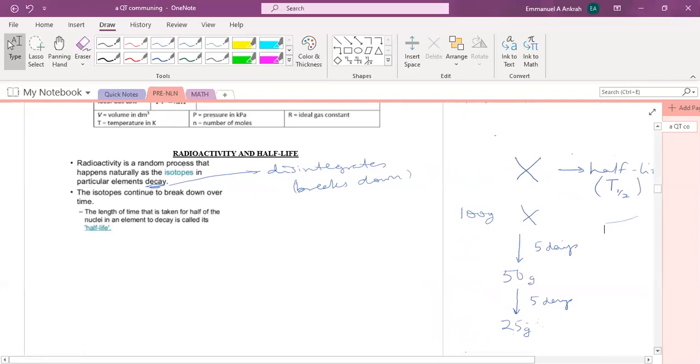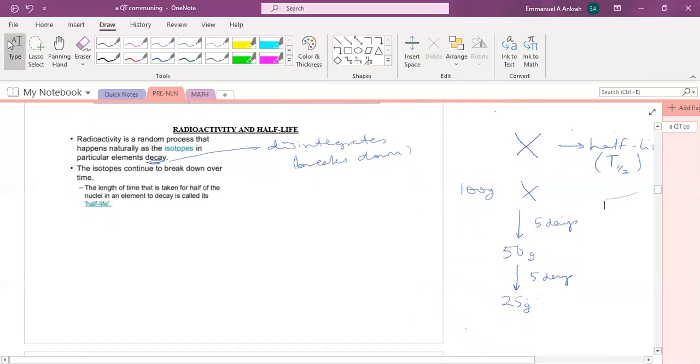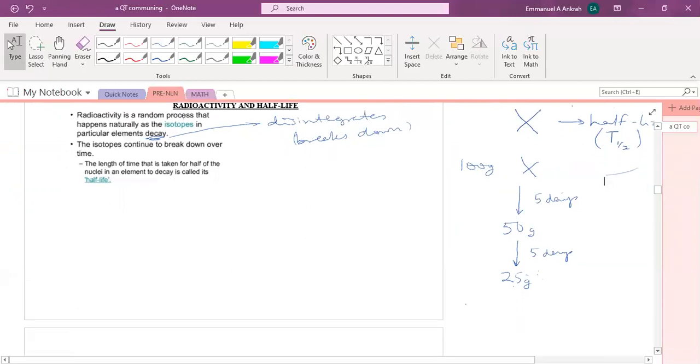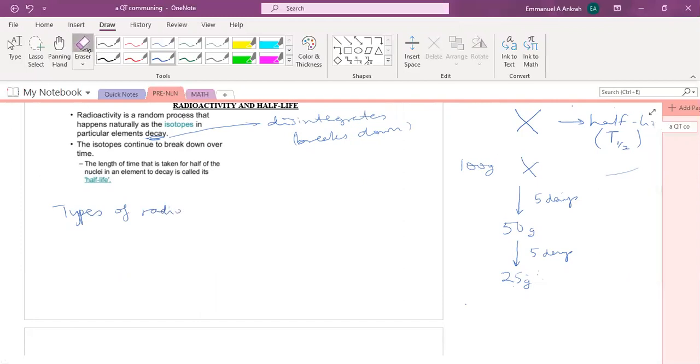So this is the first introduction, half-life and radioactive decay. Then you should also know some of the different types of decay or radioactivity that we have. So I'm going to introduce you to two types of radioactivity, or nuclear reactions.